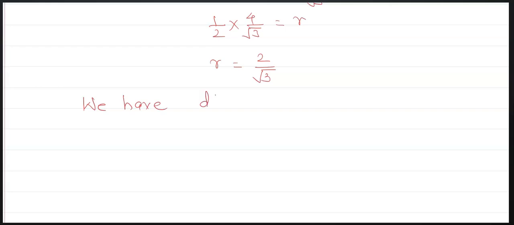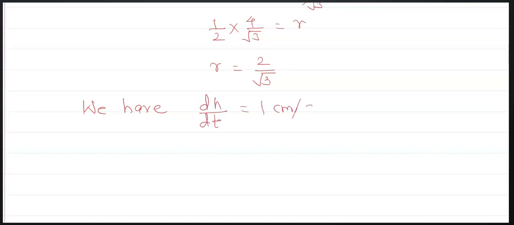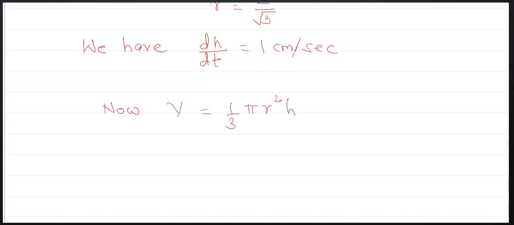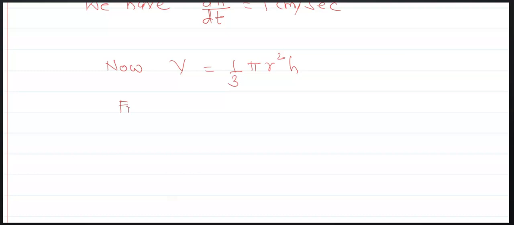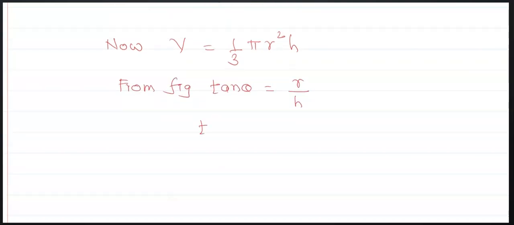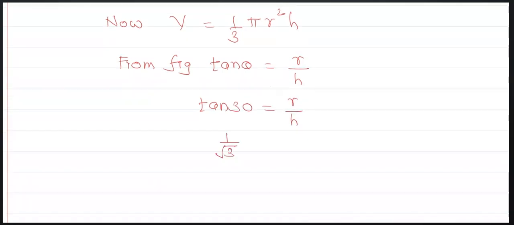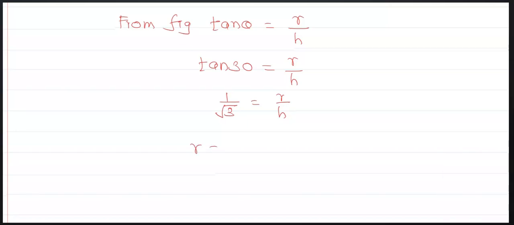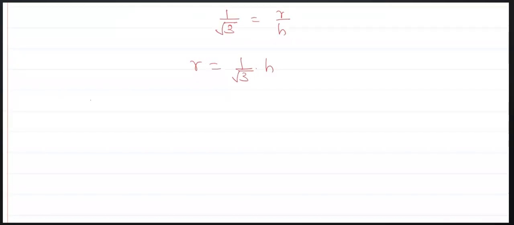We have dh upon dt, that is 1 centimeter per second. Now, V is equal to 1 upon 3 pi R square into h. From the figure, tan theta is R upon h, and tan of 30 is R upon h. That is 1 upon root 3 is equal to R upon h. R is equal to 1 by root 3 into h.